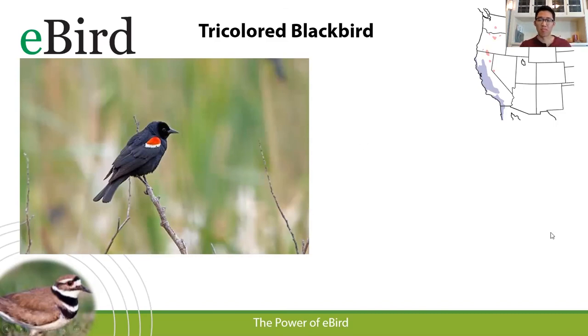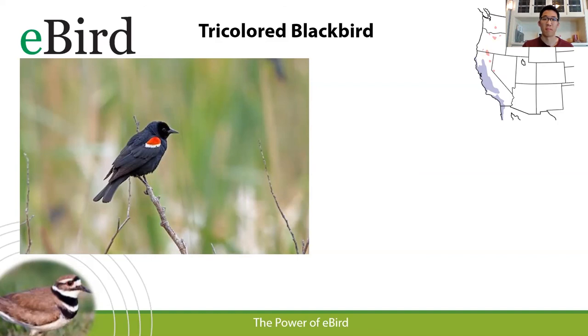This is a tricolored blackbird that is found pretty much mainly in California. I don't know if you can see my cursor as I circle California in the top right-hand corner. Their population used to be in the 3 to 4 million range. It's not a huge population like for barn swallows or the house sparrows. But they used to be in the 3 to 4 million range, and then the population started collapsing to around 200 or 300,000 for the species.